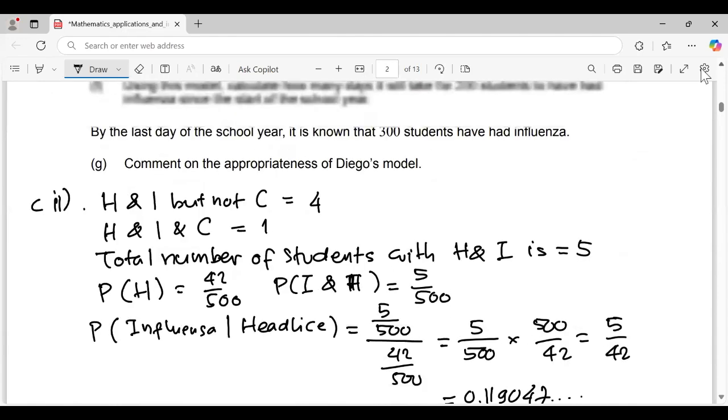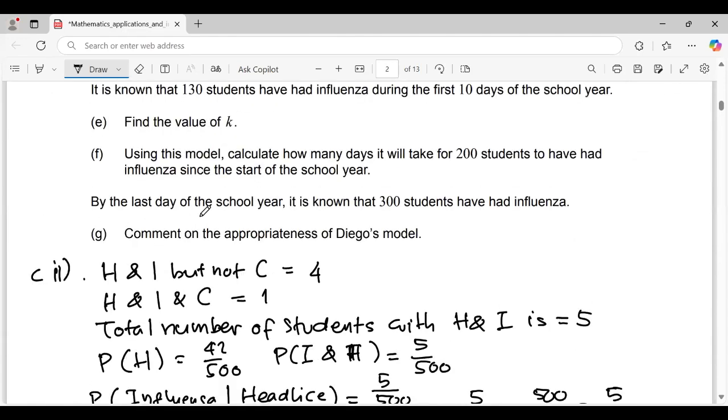Next question. By the last day of the school year, it is known that 300 students have had influenza. Comment on the appropriateness of Diego's model.